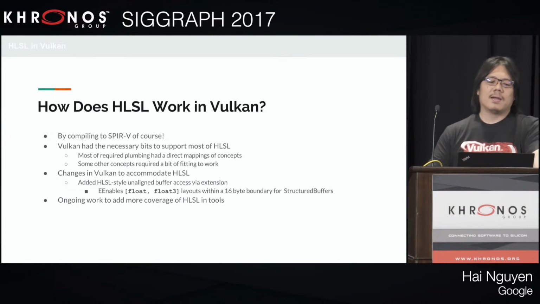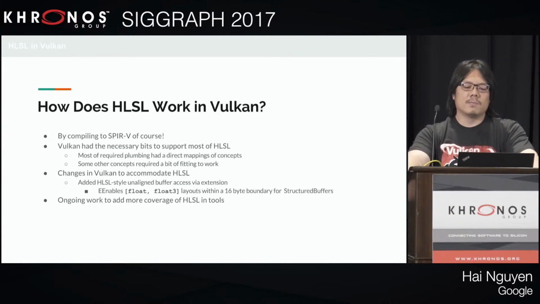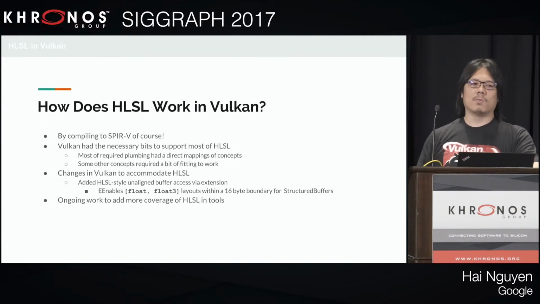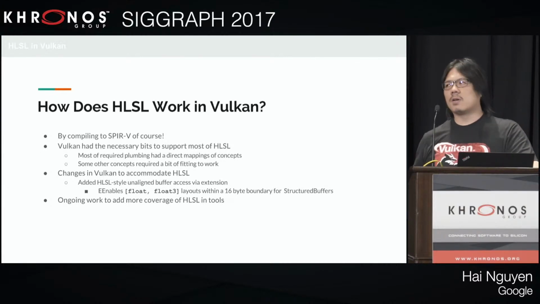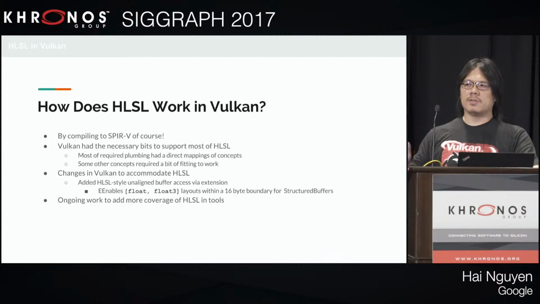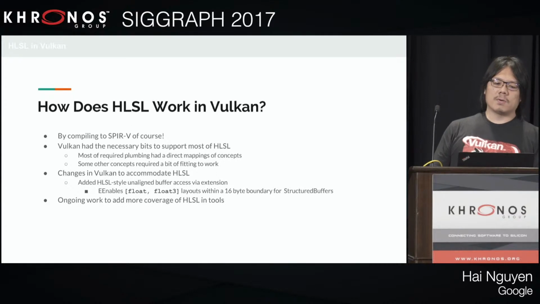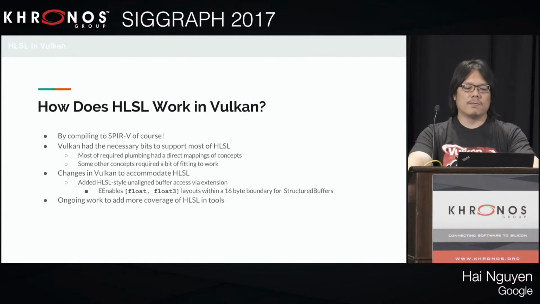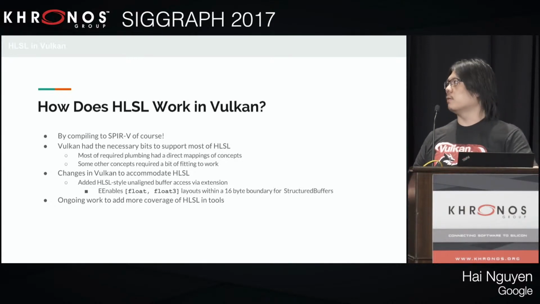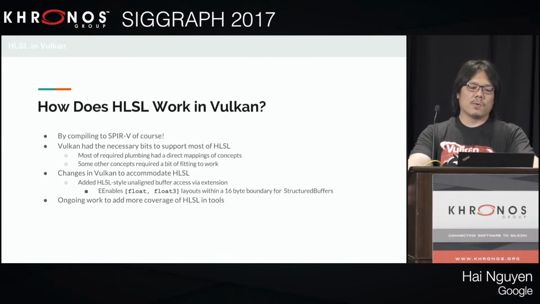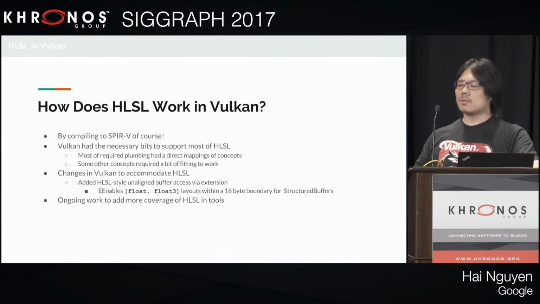Pretty straightforward. Initially, Vulkan had pretty much all the necessary bits to support most of HLSL. Most of the required plumbing had a direct mapping of concepts from HLSL to Vulkan. Some of the other concepts that didn't quite fit in required a little bit of jiggering, but eventually it worked. There is one upcoming change to Vulkan to accommodate some of the HLSL things. As Jan Harold mentioned, it's the extension for adding HLSL style unaligned buffer access. Essentially it adds the float3 configuration within a 16-byte boundary. And obviously there's ongoing work to add more coverage of HLSL in the Vulkan tools.